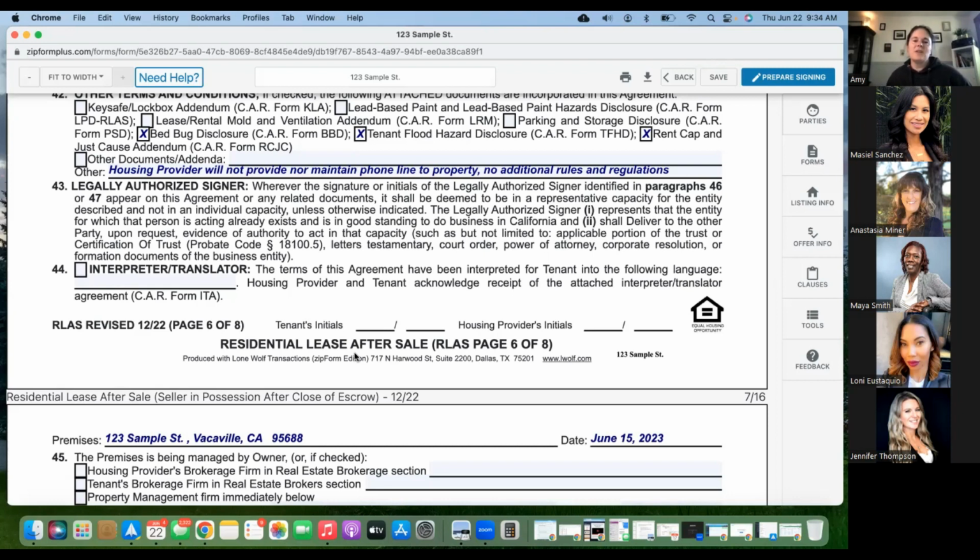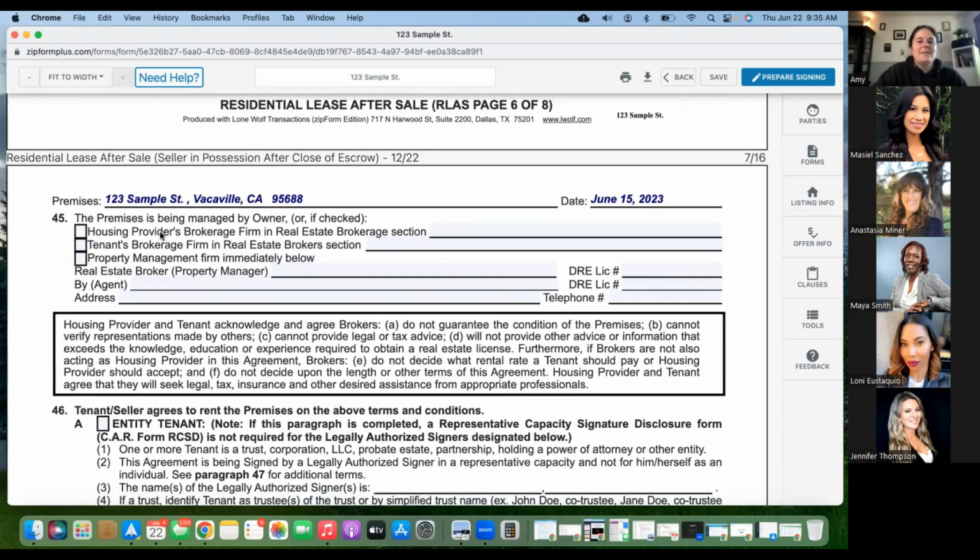44 is interpreter translator. The terms of this agreement have been interpreted for the tenant in the following language. Housing provider and tenant acknowledge receipt of the attached interpreter translator agreement, CAR form ITA. You would check that box if there is an interpreter or a translator.